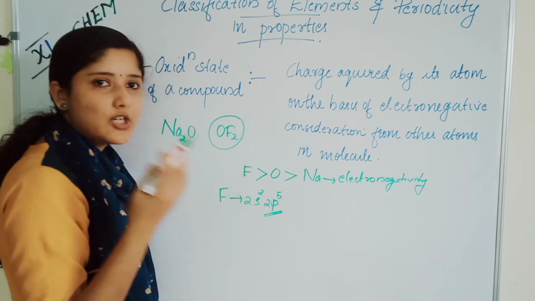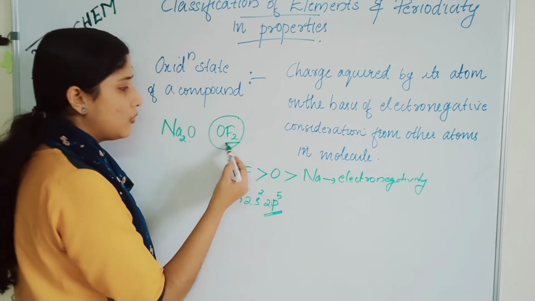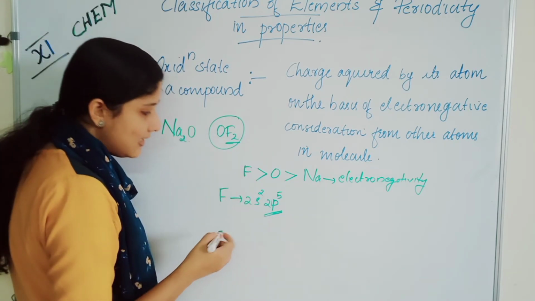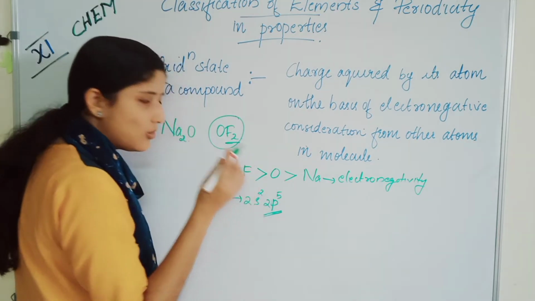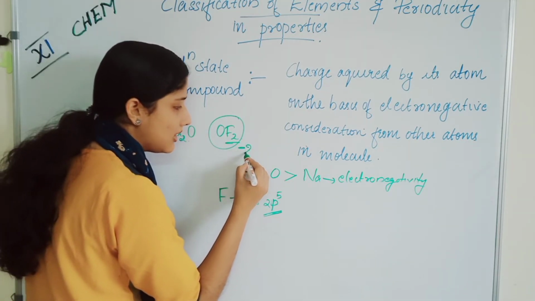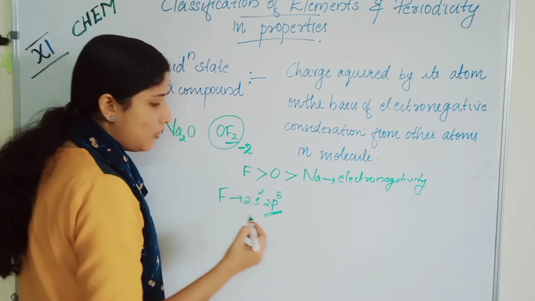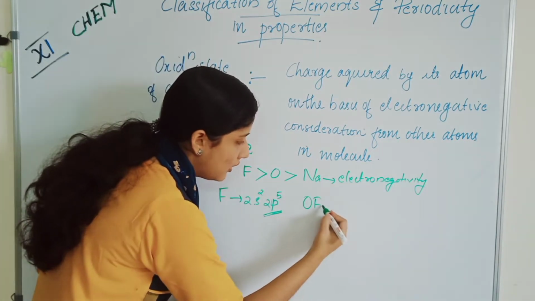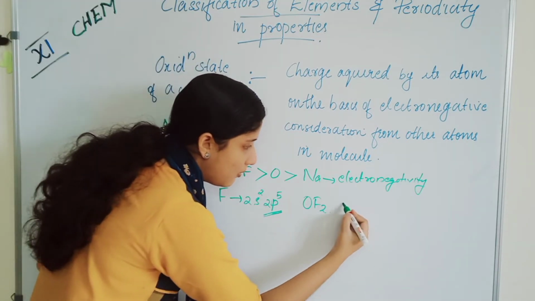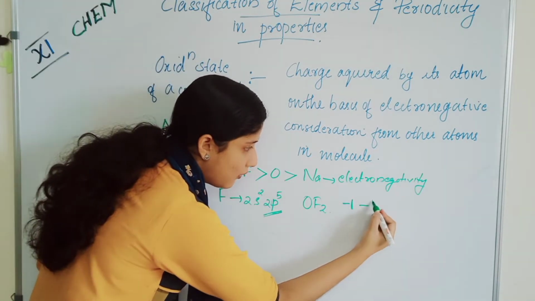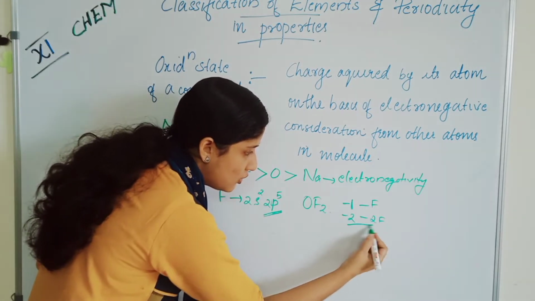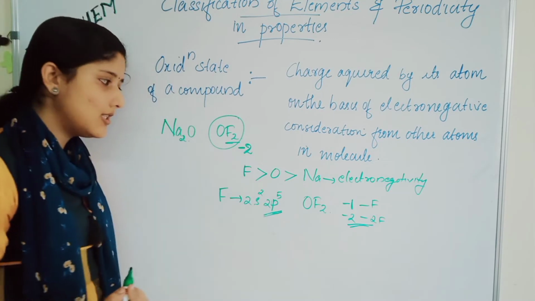One fluorine will share one electron, and there are two fluorines, so it will share two electrons from the oxygen. Hence, the oxidation state of the fluorine in OF2 will be what? For one fluorine it will be -1, and for two fluorines it will be -2.